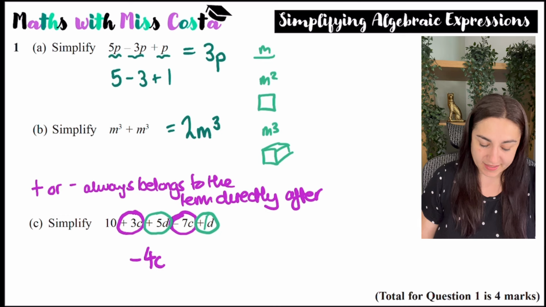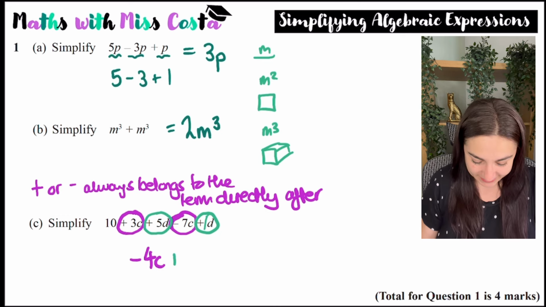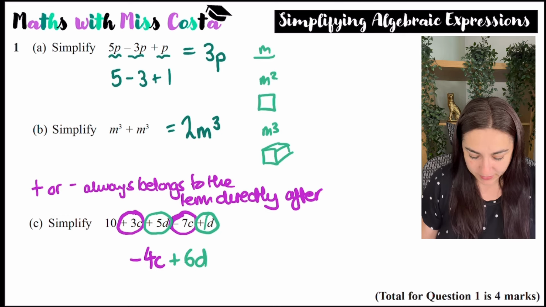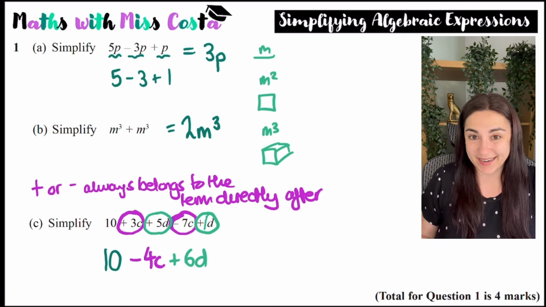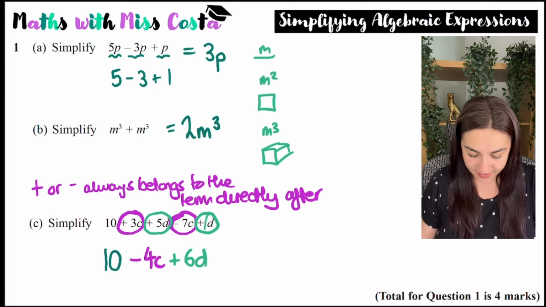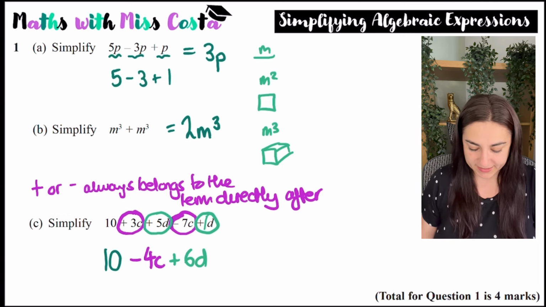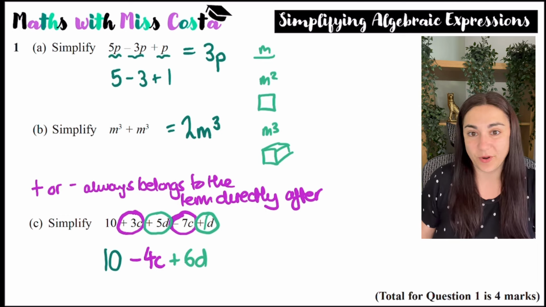So 5d, like 5 donkeys plus 1 donkey is 6 donkeys. So that would be positive 6. That's why I write a plus 6d. And then I'm just left with the 10 over here. So 10 is at the beginning and everything else is happening after that. So 10 take 4c plus 6d is how I would simplify that.